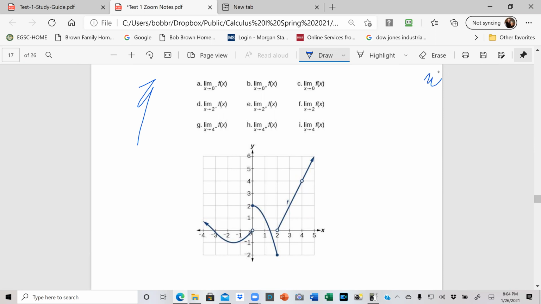Let's do f of x, x approaches 0 from the left. This equals 0. From the right, it's 2. Does not exist for this one. The right and the left are not the same. Going to 2, from the left, -2. From the right is 0, but then the overall thing does not exist. And then finally, 4, the right and the left is going to be 4. And the overall limit is 4, even though there's a hole in the graph.